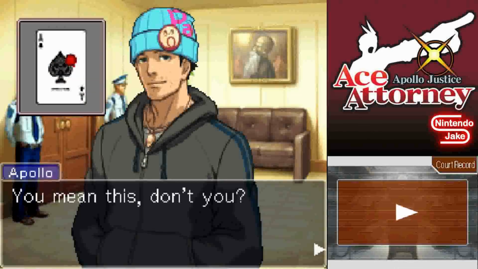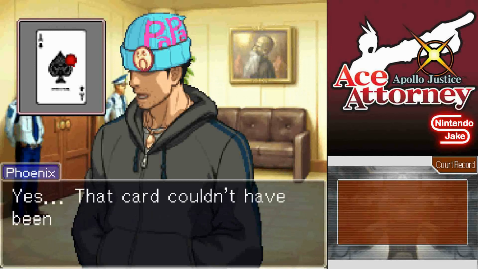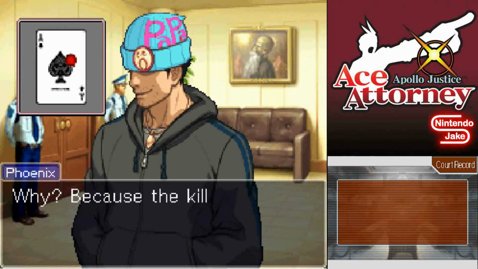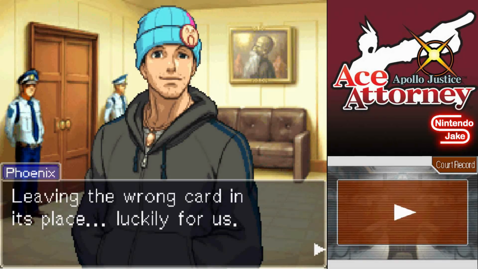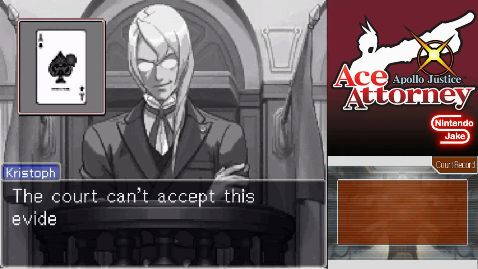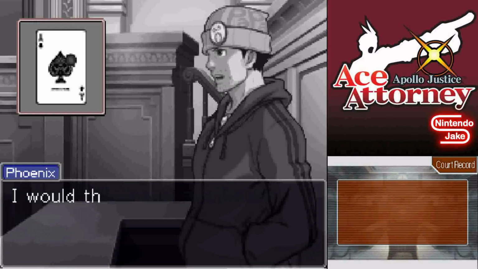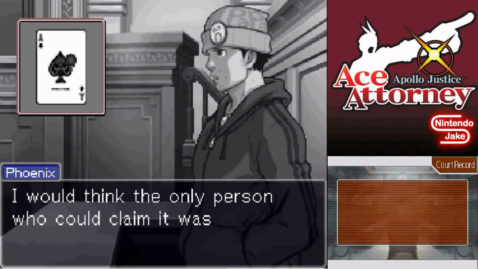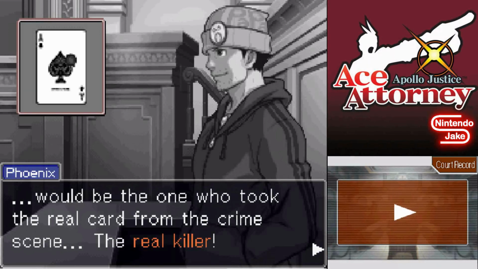You mean this, don't you? I got this from your daughter, Mr. Wright. Yes, that card shouldn't have been found at the crime scene. Why? Because the killer took it with him when he left. Leaving the wrong card in its place, luckily for us. The court can't accept this evidence. It's a fraud. A fraud? How can you be so sure? I think the only person who could claim it was a fraud would be the one who took the real card from the crime scene. The real killer.